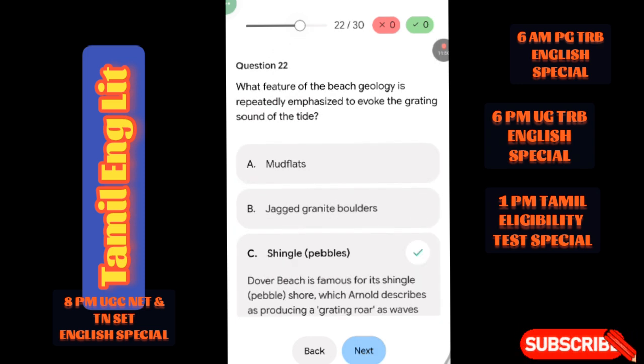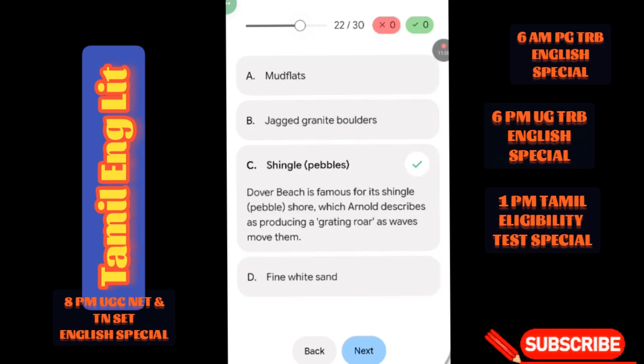Next question is, what feature of the beach geology is repeatedly emphasized to evoke the grating sound of the tide? Shingle. Shingle here is pebbles. Dover Beach is famous for its shingle, pebble shore, which Arnold describes as producing a grating roar as waves move them.